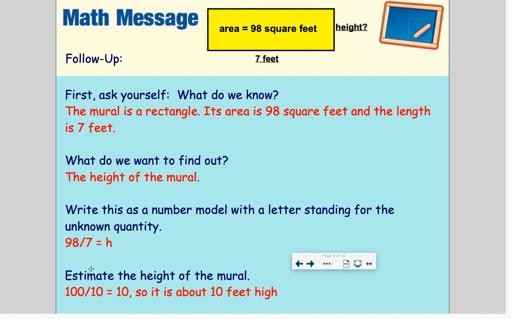Next, let's estimate this. For 98, we could make 100, and for 7, we could do 10. So 100 divided by 10 is 10 feet. So we estimate that the answer is 10 feet high.